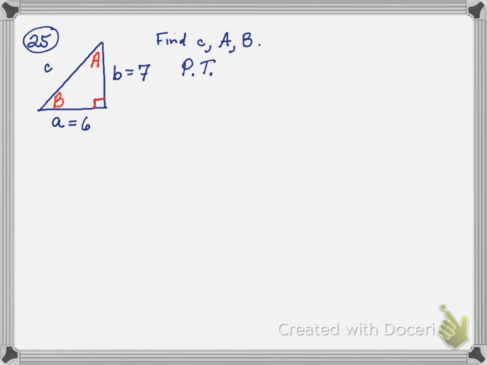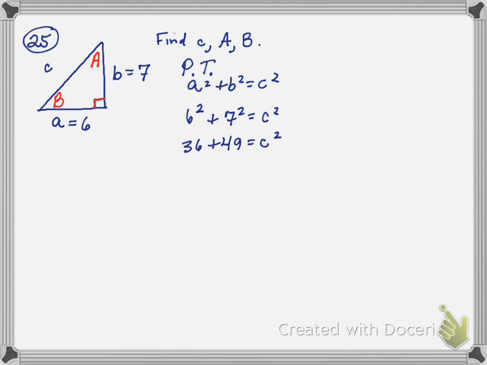The Pythagorean theorem says a squared plus b squared equals c squared. That means I can square the legs of a right triangle and it's equal to the hypotenuse squared. So being that said, I'm going to say that a is 6, so 6 squared plus b, which is 7 squared, equals c squared. So we get 36 plus 49 equals c squared.